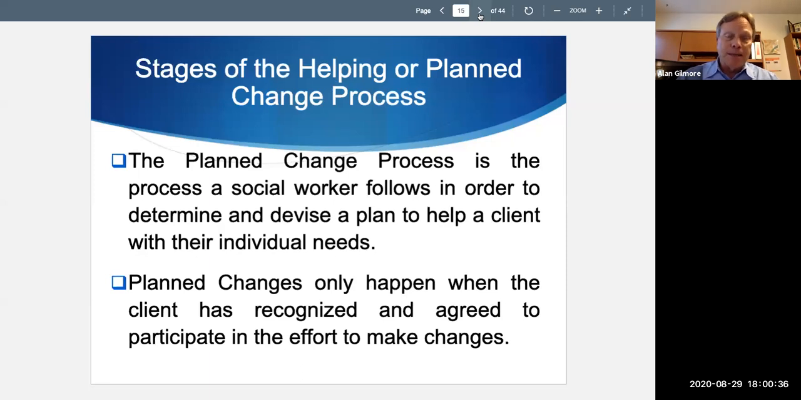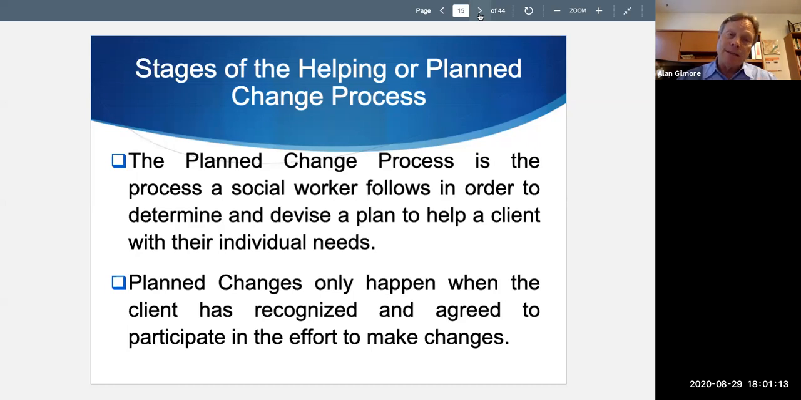So the last piece that was on the list on the previous slide is the idea of the helping or plan change process. You're going to hear this as both the helping process and the plan change process. So depending on what literature you're reading, you'll see these terms used interchangeably. The plan change process is the process a social worker follows in order to determine and devise a plan to help a client with their individual needs. The plan change only happens when the client has recognized and agreed to participate in the efforts to make change.